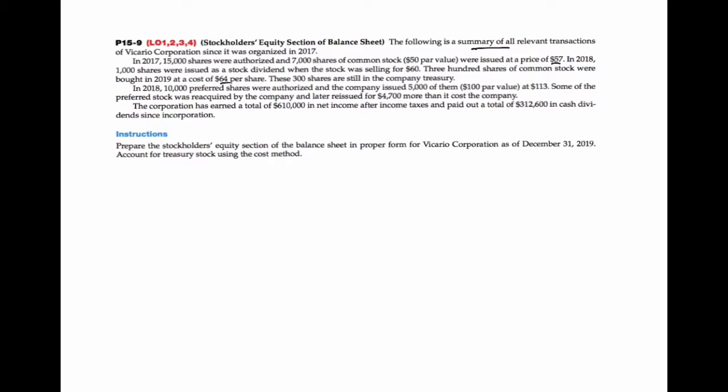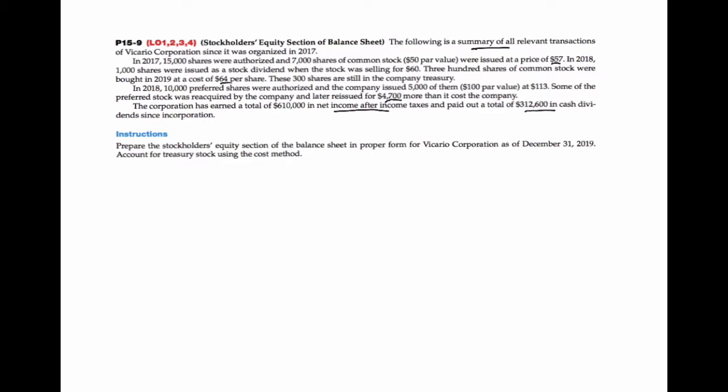In 2018, 10,000 preferred shares were authorized, and the company issued 5,000 of them, $100 par value, at $113. Some of the preferred stock was reacquired by the company and later reissued for $4,700 more than it cost the company. The corporation has earned a total of $610,000 in net income after taxes and paid out a total of $312,600 in cash dividends since incorporation.